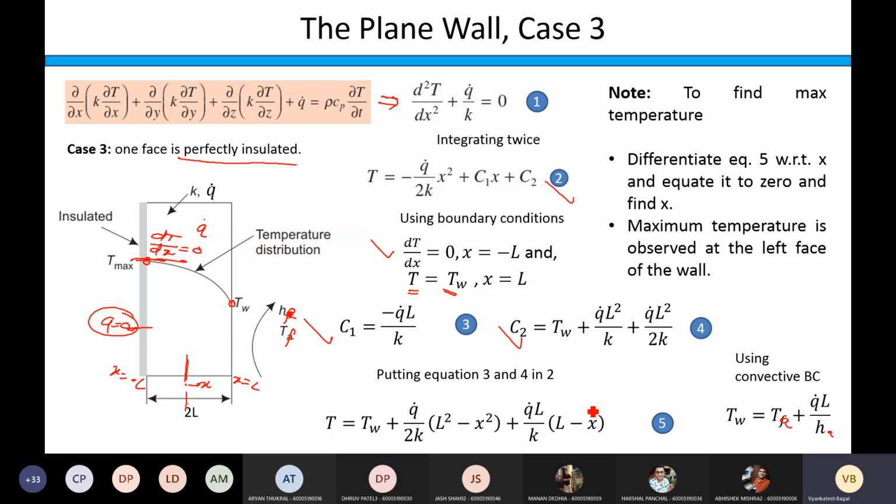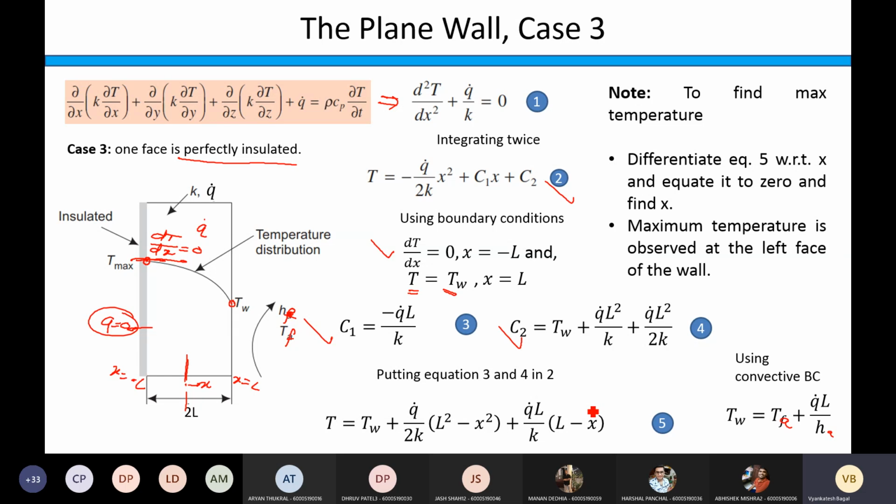So that's all about the three cases of a plane slab with internal heat generation. Similarly, you can do the analysis for the hollow cylinder with internal heat generation, and then again this kind of conditions.